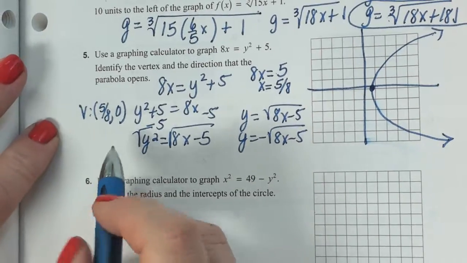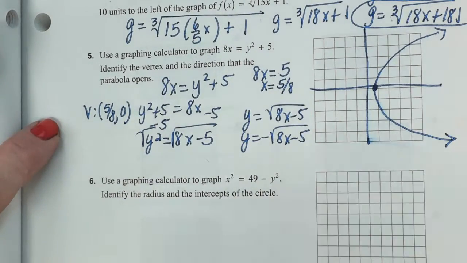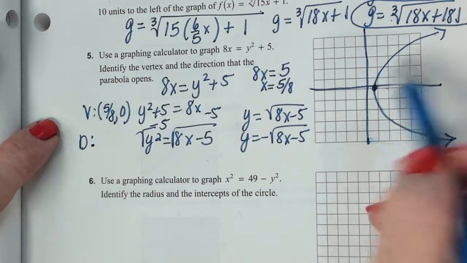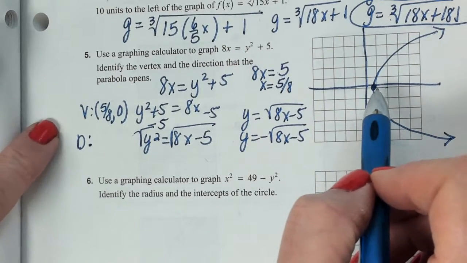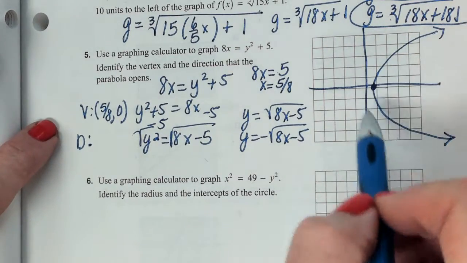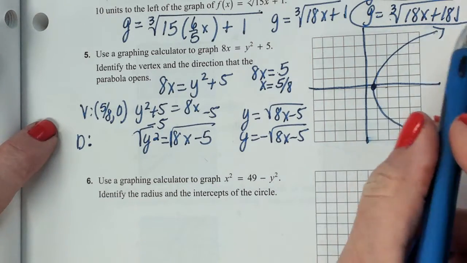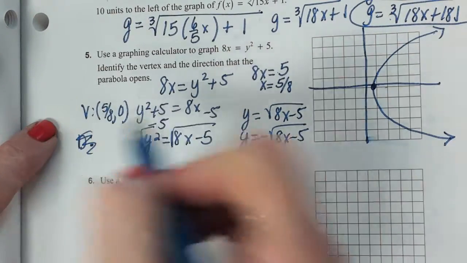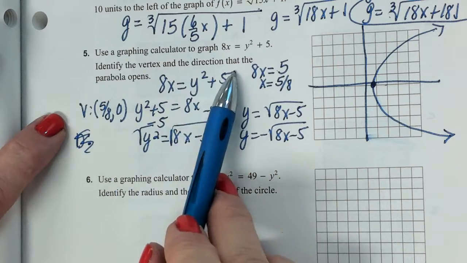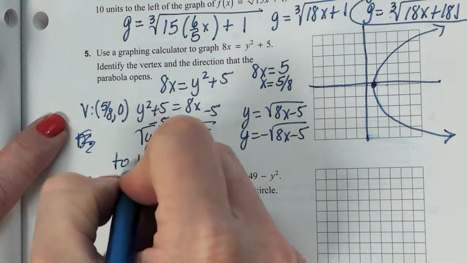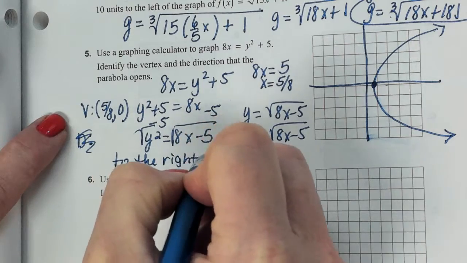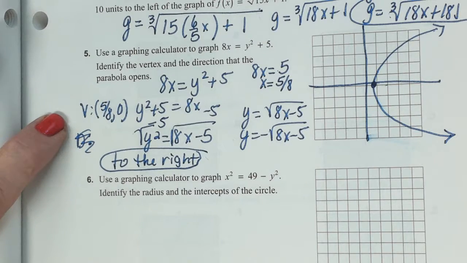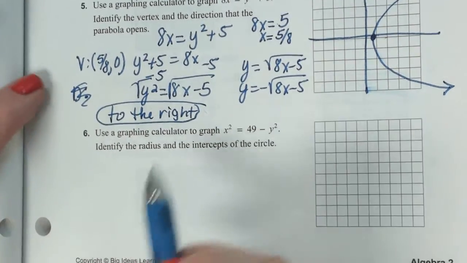Let's go ahead and talk about the domain and range too. The domain would be the x's that we can use. What are the x's? Well, actually, I take that back. We really shouldn't find the domain and range. Does anybody know why? We only find domain and range for functions. Is this a function? It's not, is it? Because it doesn't pass the vertical line test. So we're not going to talk about domain and range. We found the vertex. The direction that the parabola opens is to the right. See how it's opening this way? So it's opening to the right. Okay? Question?